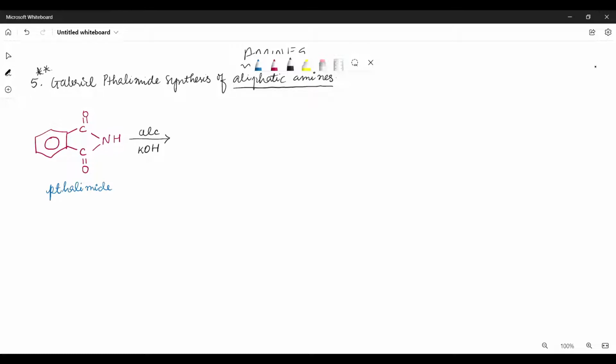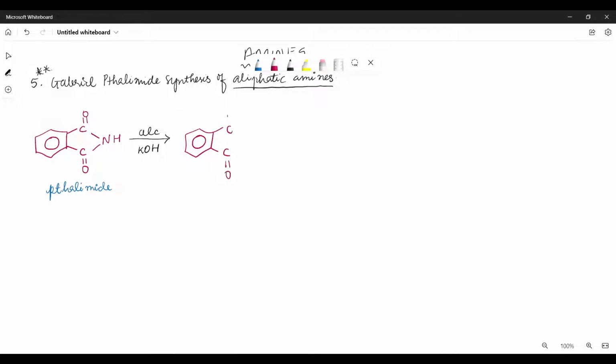Here substitution takes place, right? So this is actually a neutralization reaction which is going to take place. KOH is a base and this is slightly acidic. Phthalimide is acidic, so there is neutralization. What should be formed after neutralization? Of course, acid plus base will give you salt and water. So here let us show the salt. What is the salt which is formed?